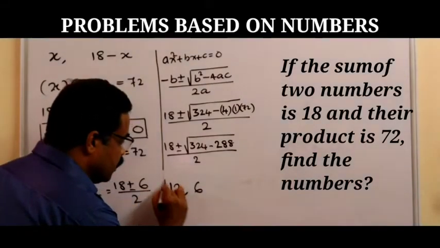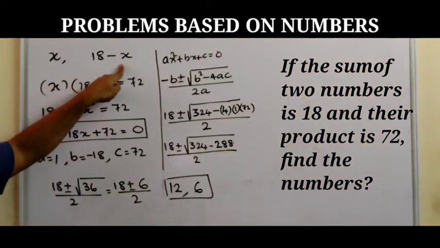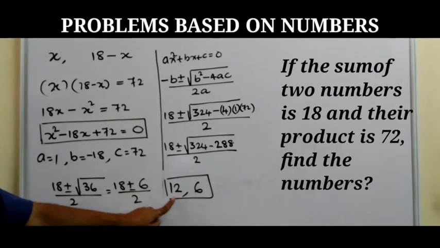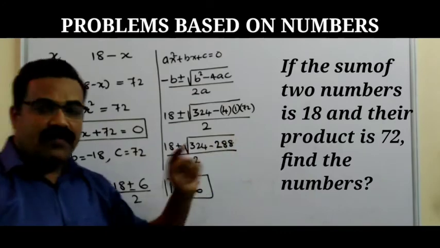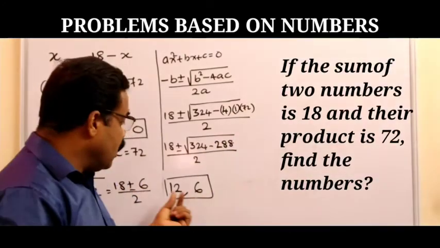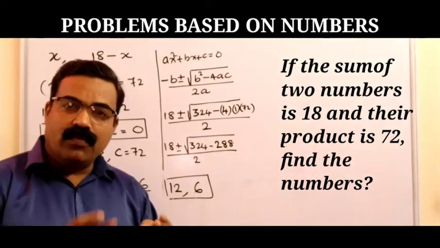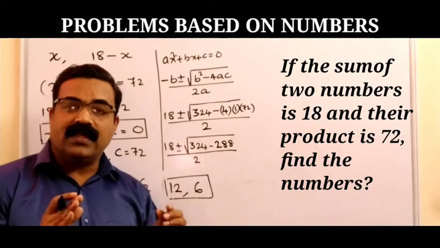So these are all the numbers. So x and y, you got x and 18 minus x. If you take x is equal to 12, then 18 minus 12, the second number will be 6. According to our question, we need to find out the numbers. The numbers are 12 and 6. When you add these two numbers, you get 18, and when you multiply these two numbers, you get 72. So this is the correct answer.